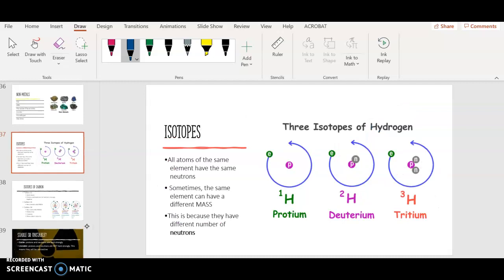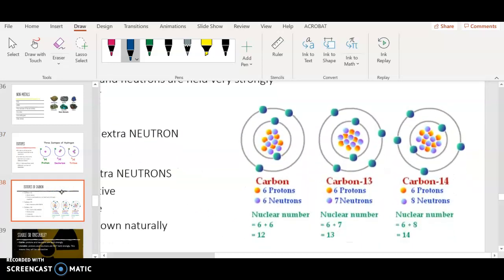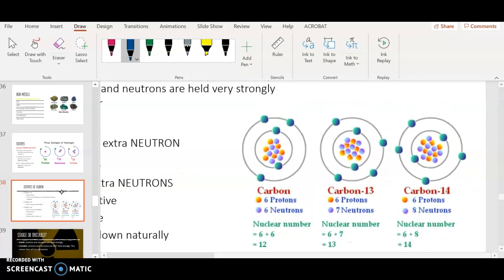So isotopes, all atoms of the same element have the same number of protons. Sometimes the same element can have a different mass. This is because the number of neutrons change. So let's focus on this diagram here. There are actually three types of carbon. You've got the normal carbon here, which is what we find in the periodic table. It has 6 protons and 6 neutrons in the nucleus, and that is the mass number. So if you look back onto the periodic table, it has a mass number of 12.